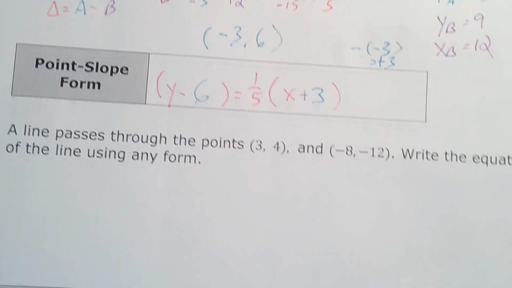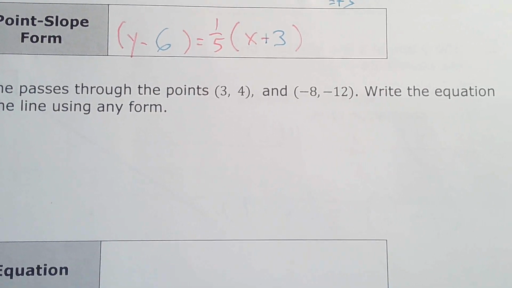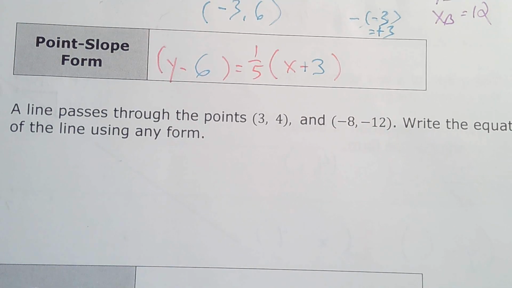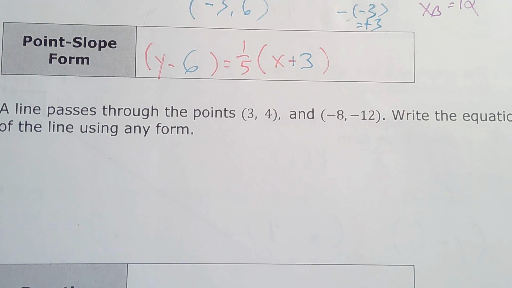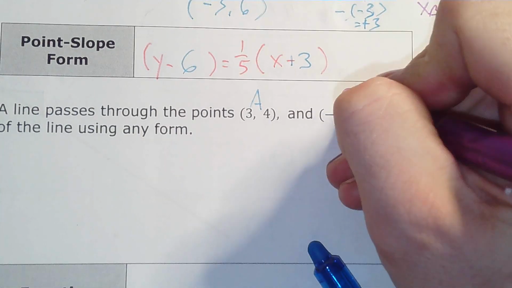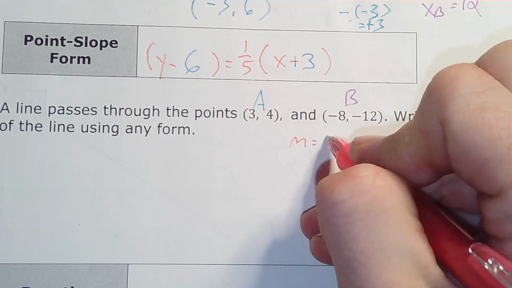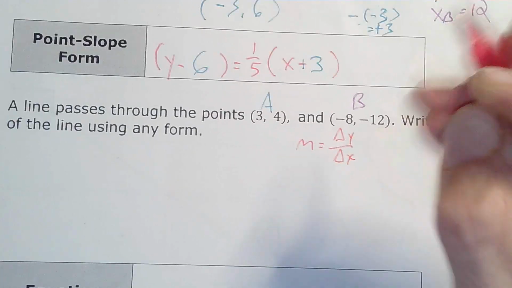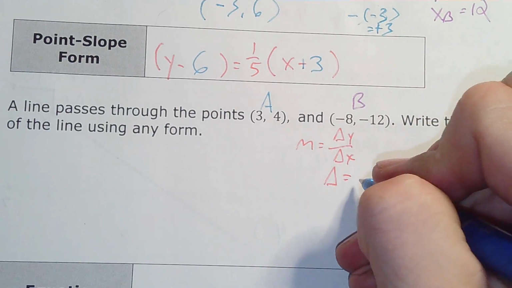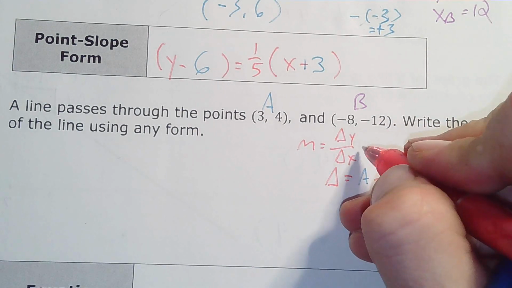Okay, then I have this point right here. I have a line that passes through these 2 points, 3, 4 and -8, -12, and I have to write an equation. I can choose my form. Just like anything, I need to find the slope. Okay, so I'm going to name this one A and this one B again. That's A and that's B, and just like anything, my slope equals my change in y over my change in x, and I'm going to say my change equals A minus B.